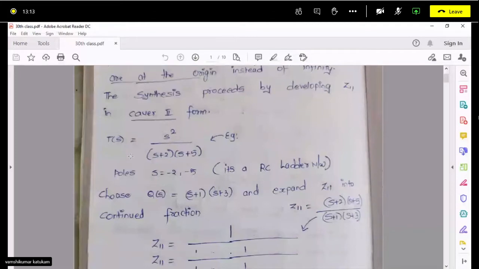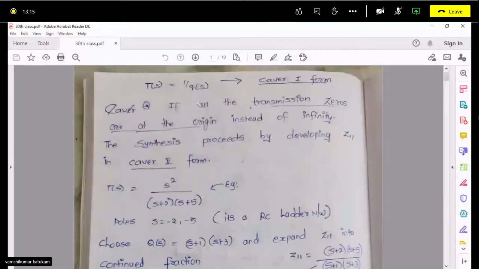Next thing is, suppose in the next transfer function you have zeros at origin. If all the transmission zeros are at origin, so instead of infinity you have zeros at origin, the synthesis proceeds by developing Z11 in KF2. In the last class, for the low pass filter 1 by Q of S, we converted the driving point function into KF form 1. Remember that, low pass filter, KF form 1.